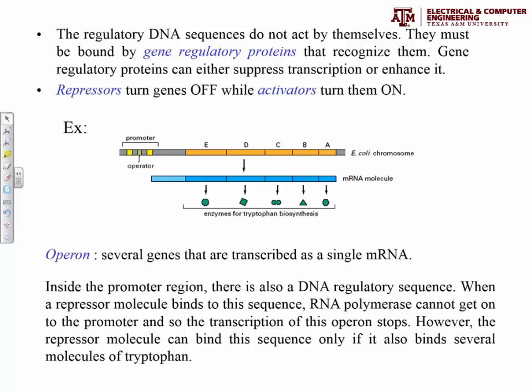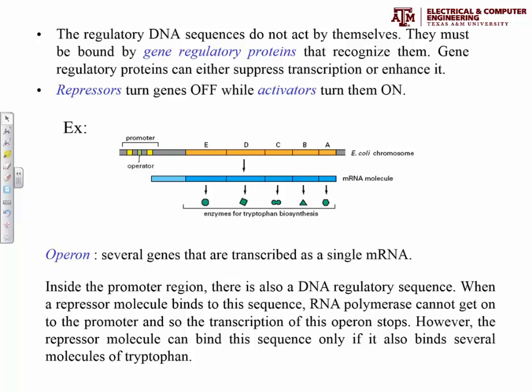Now inside this promoter region, there is also a DNA regulatory sequence. When a repressor molecule binds to this sequence, RNA polymerase cannot get on here, and the transcription will stop. However, the repressor molecule can bind this regulatory sequence only after it has bound several molecules of tryptophan. So if you have a lot of tryptophan in the cell, some of those molecules will bind to that repressor, and that repressor will get in here. It won't let RNA polymerase do any transcription, so the tryptophan synthesis will stop.